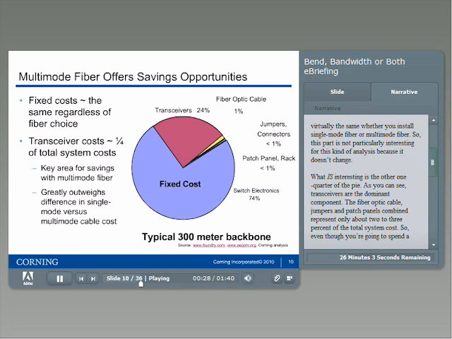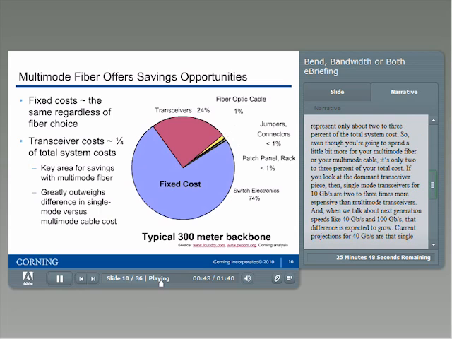What is interesting is the other 1/4 of the pie. As you can see, transceivers are the dominant component. The fiber optic cable, jumpers, and patch panels combined represent only about 2 to 3% of the total system cost. So even though you're going to spend a little bit more for your multimode fiber cable, it's only 2 to 3% of your total cost.